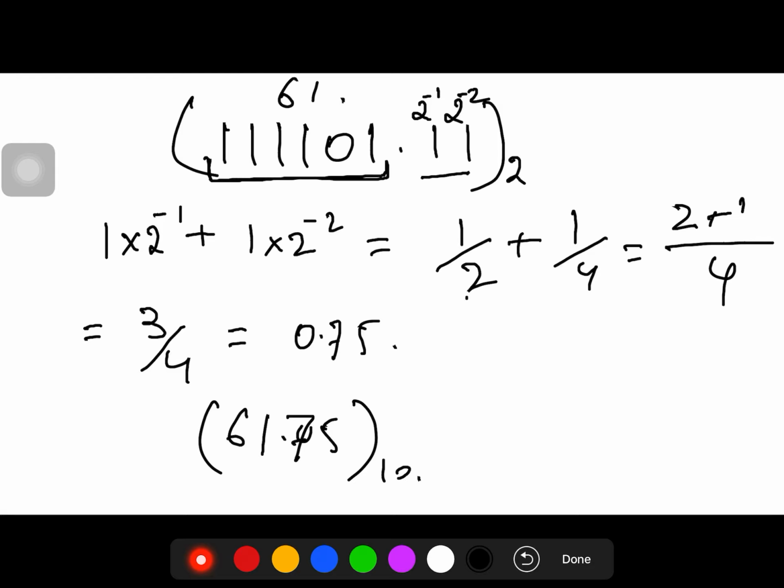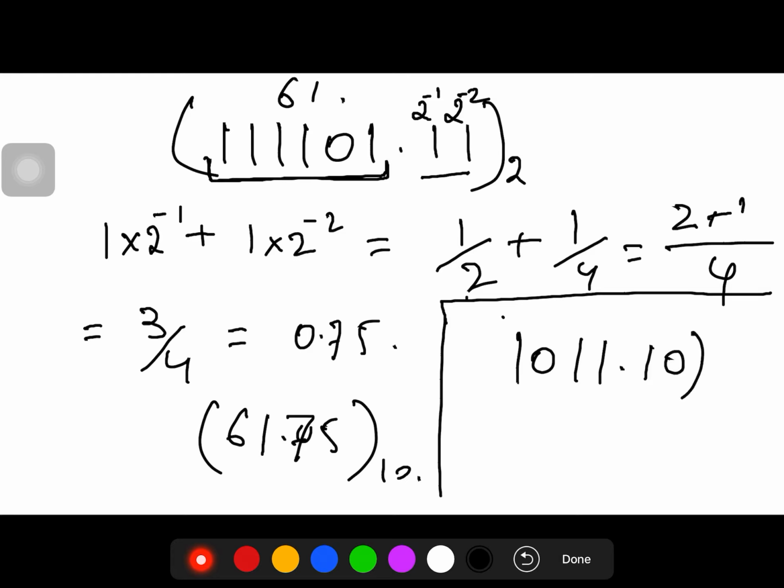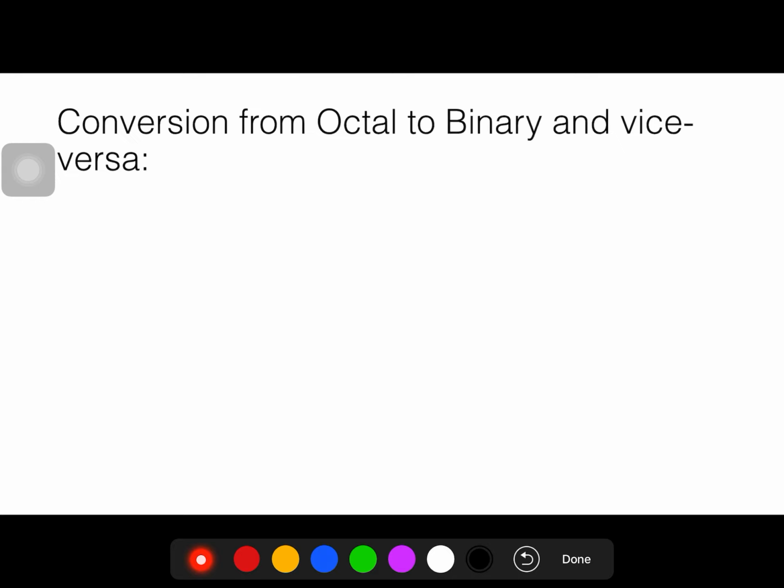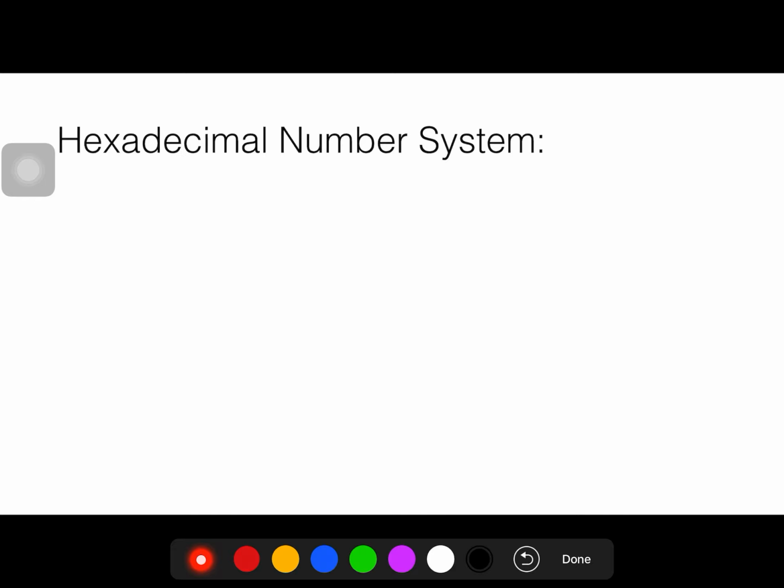If you understood how to convert a given binary number to decimal, please try this number, 1011.10, and convert it to decimal. Firstly, convert the integral part and add the fractional part. This is the integral part, this is the fractional part.